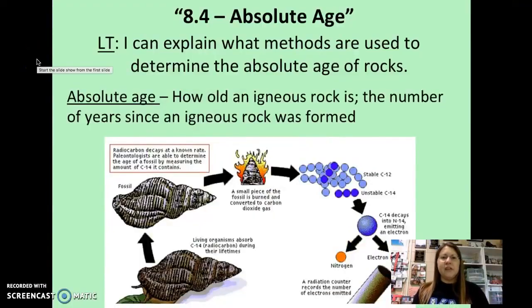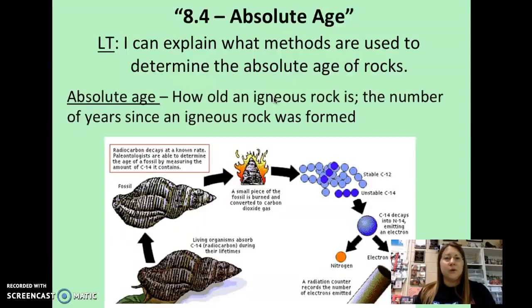Hey, super scientists, we're looking at 8.4 absolute age. So we're going to examine the methods that are used to determine absolute age of rocks. So absolute age is a term that we're going to be looking at, and that is referring to how old an igneous rock is. So remember your stem IGN refers to fire.